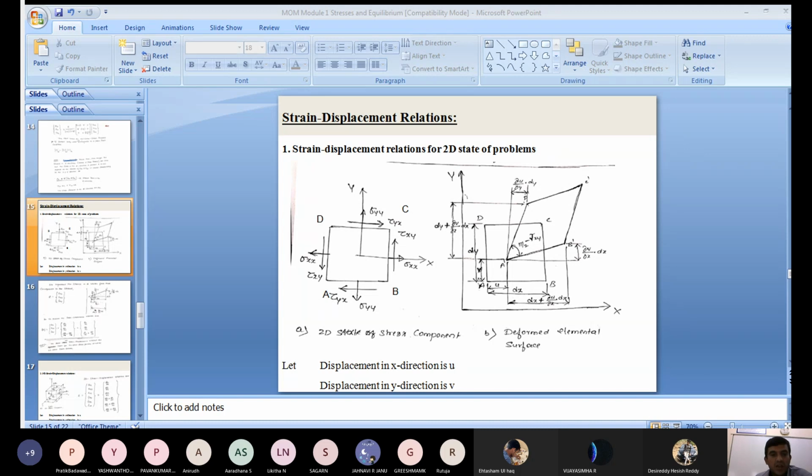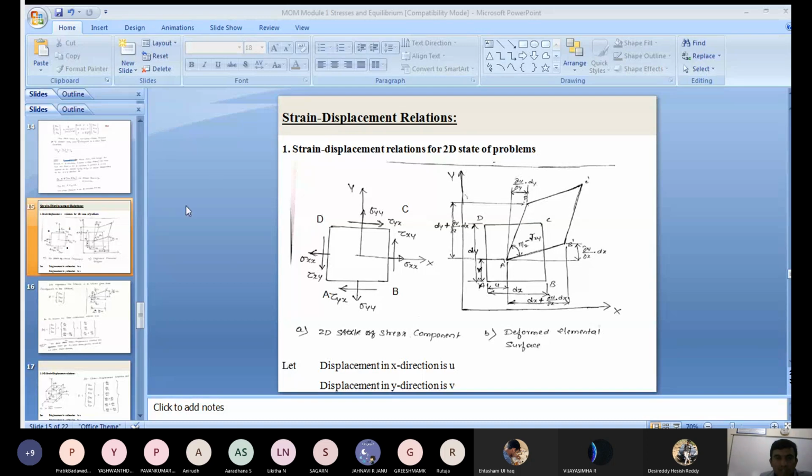Or a two-dimensional problem. Now, this is a square element, and the element is subject to stress along the x-axis, stress along the y-axis, and also shear stress acting along the negative and positive y-plane, and shear stress acting on the positive and negative x-plane. What happens? Before applying these stresses, the initial shape of the element is a square, A, B, C, D. What is the dimension? dx and dy.